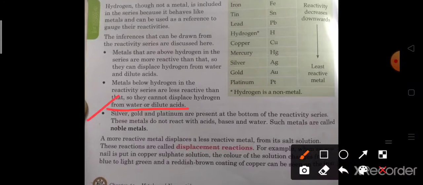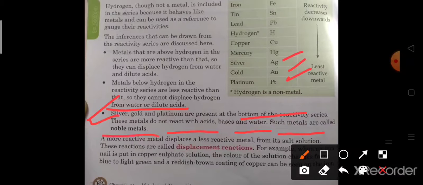Silver, gold, and platinum are present at the bottom of the reactivity series. These metals do not react with acid, base and water. Such metals are known as noble metals. They don't react with water, base and acid, so they are known as noble metals.